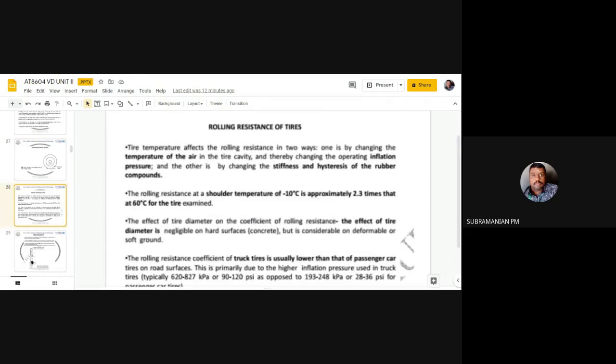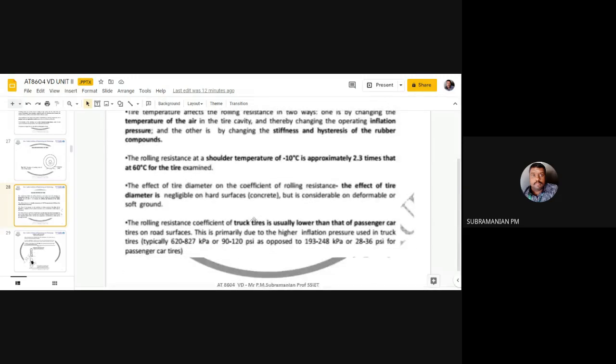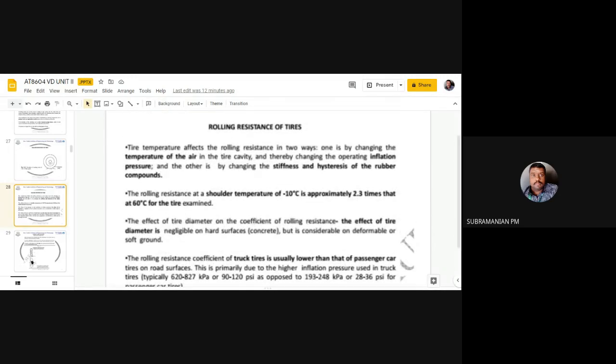Next, we are going to see about temperature, that is, the temperature of air in the tire, and how it will affect the rolling resistance. All the parameters which affect the rolling resistance, we are going to discuss. Temperature will influence the stiffness. It will change the stiffness and hysteresis. The hysteresis property is influenced by the temperature.